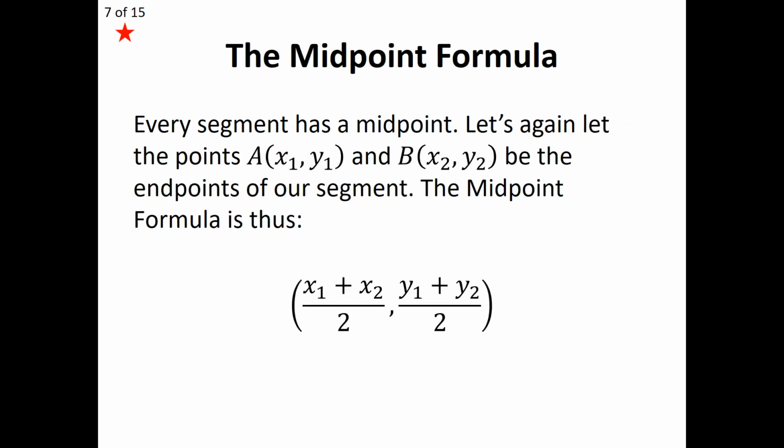We also have the midpoint formula. Again, if we let our 2 points A and B be A, x sub 1, y sub 1, and B, x sub 2, y sub 2, then we find our midpoint to be this: it's the average of each of the coordinates. So we take x sub 1 plus x sub 2 divided by 2, and then y sub 1 plus y sub 2 divided by 2. So this is going to produce the midpoint of that given segment.